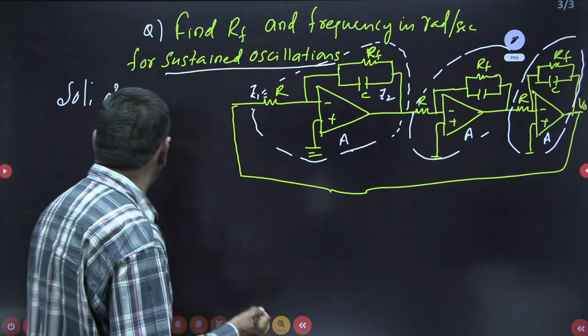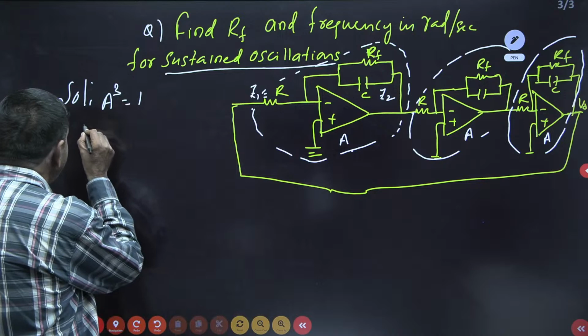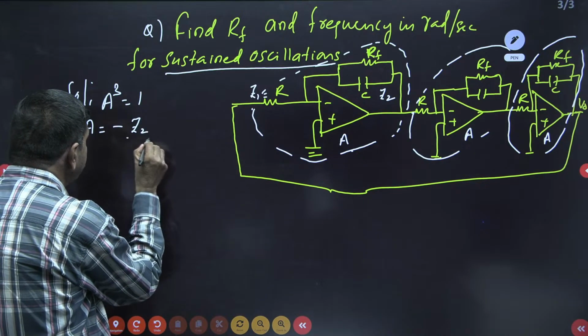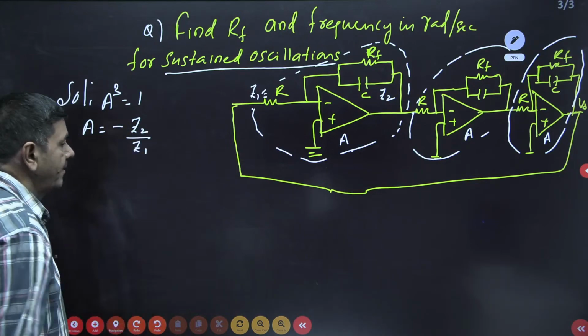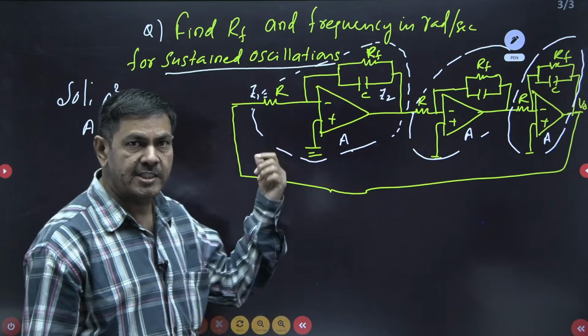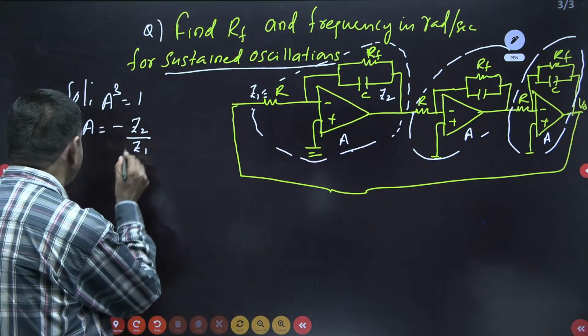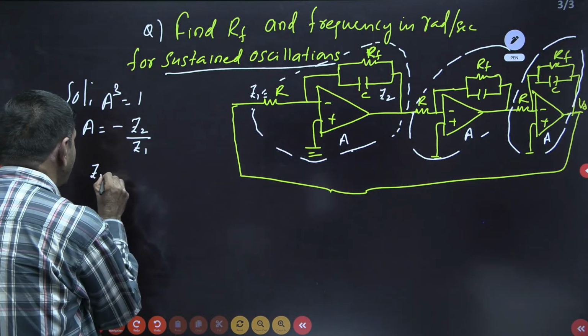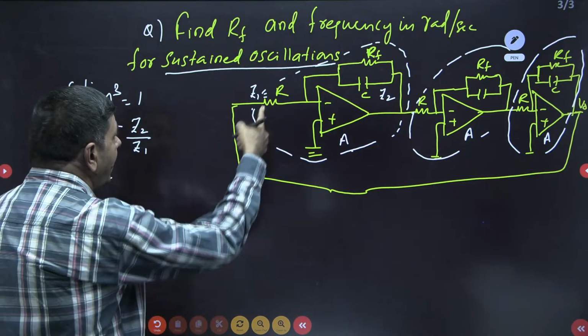So I can write A is nothing but minus Z2 by Z1 directly. What is Z1 and what is Z2 here is more important. Those values you can substitute in this equation. I say Z1 is nothing but R itself, I will write it here clearly.